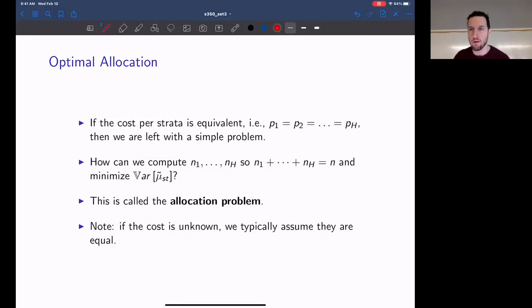So in this particular case, what we typically do is we assume they are equal. Now, this might not be a realistic assumption. I recognize that, but that's how we would approach the problem. So in the situation where we assume cost is equal, we want to allocate the total sample size into each of the strata using the same approach that we had before. So we basically want to minimize the variance of mu tilde st, or we want to find the optimal sample size to obtain the bound that is of interest to us.